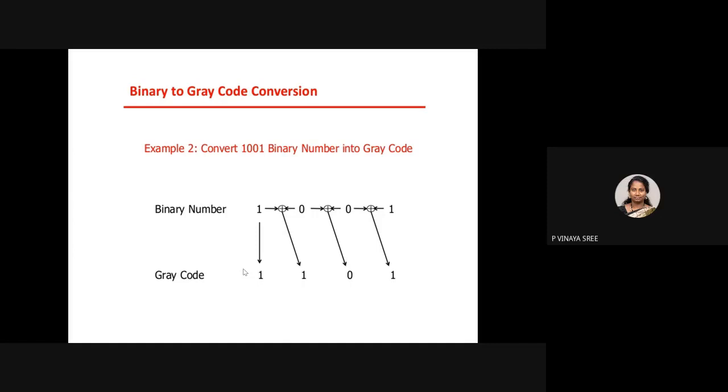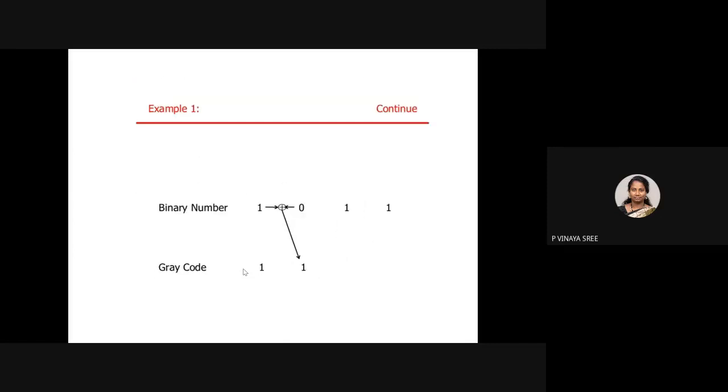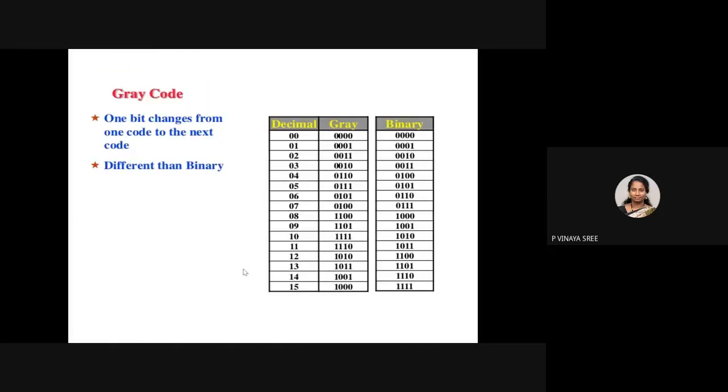Now everyone write in this way. Write down decimal number, binary number, gray code number. In the first column write the decimal numbers from 0 to 15, in the second column write the binary numbers, and in the third column write the gray code numbers for 0 to 15.